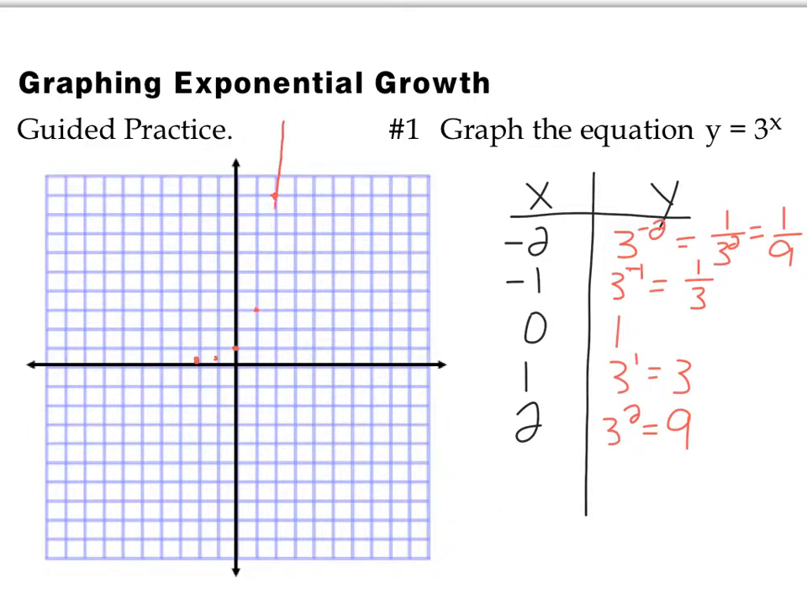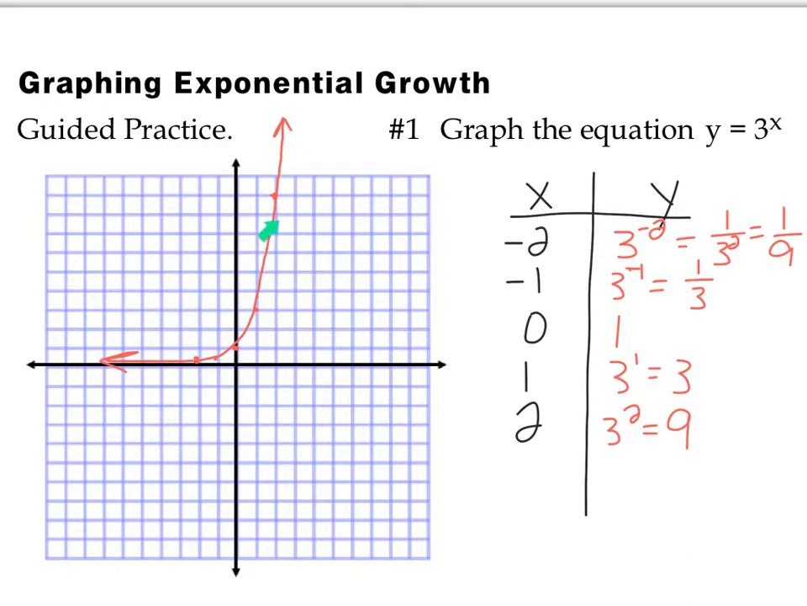We don't connect them with rigid lines to each point. It's going to be a smooth curve, and it's going to level out. It is never going to reach 0. This graph will never have a value of 0. I don't care what you plug in for x. 3 to any number is going to be something. It's never going to be 0. So this graph will keep coming closer and closer and closer to 0, but it will never actually reach 0.